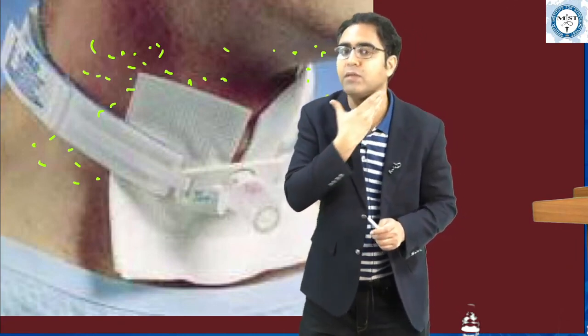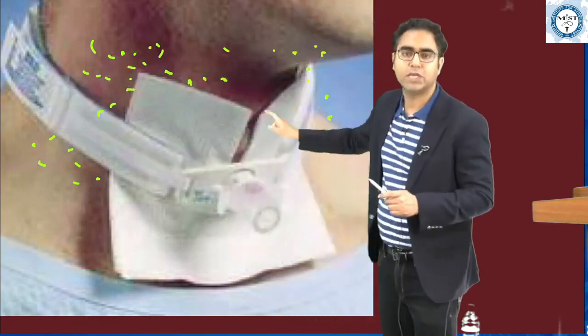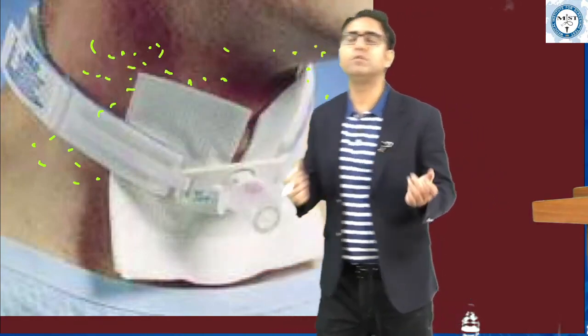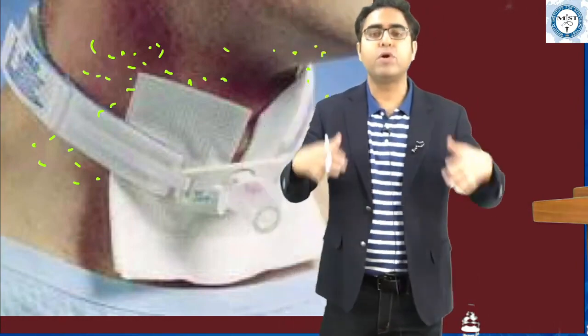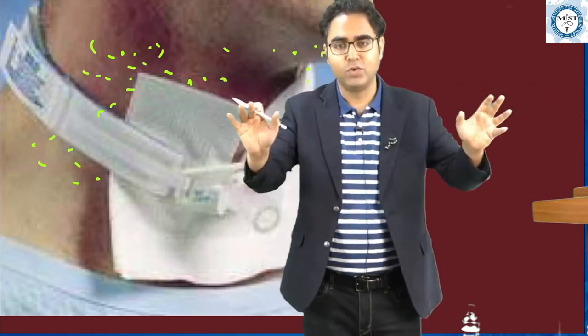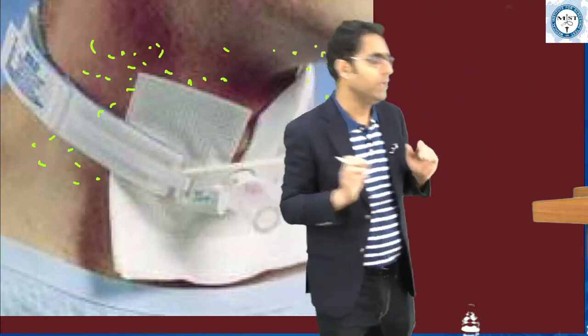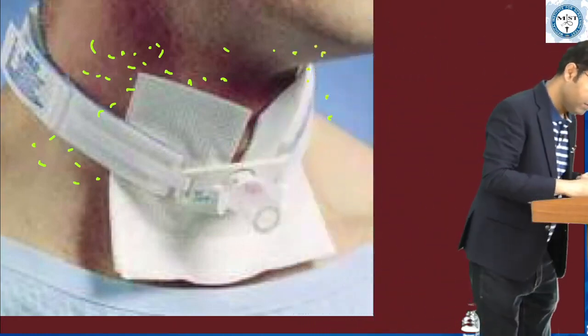That air started collecting below the skin of the neck, and this collection of air below the skin is called surgical emphysema, or surgical emphysema is air in subcutaneous plane. In simple English, air below the skin is surgical emphysema. It has got no relation with the lungs, beta. So don't confuse. Surgical emphysema is air below the skin. Okay.